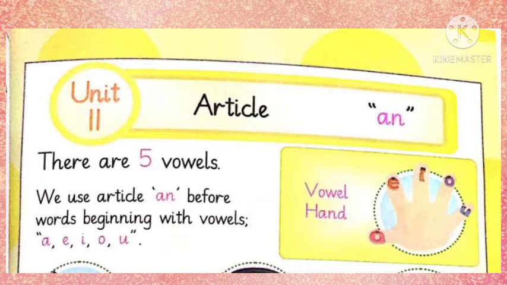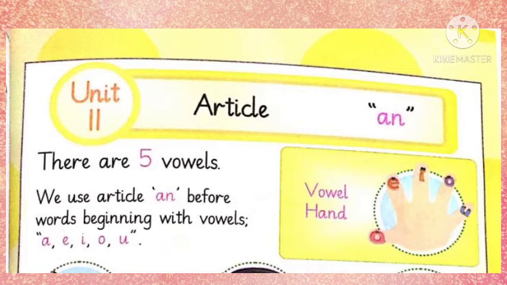There are 5 vowels and you know the names of these vowels: A, E, I, O, U, and we use article an before words beginning with vowels A, E, I, O, U, and with other consonants we use article a. Other than vowels, remaining alphabets are consonants. Do you know how many alphabets are there? Yes, 26. There are 26 English letters. 5 are vowels and 21 are consonants. So with vowels A, E, I, O, U, we use article an.